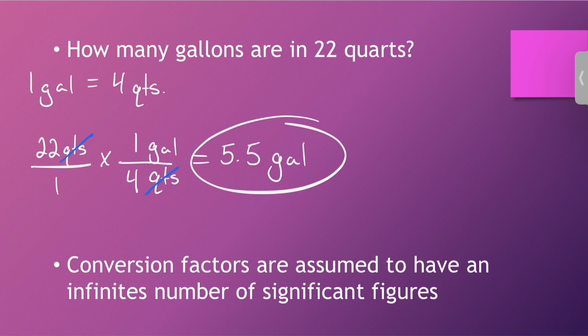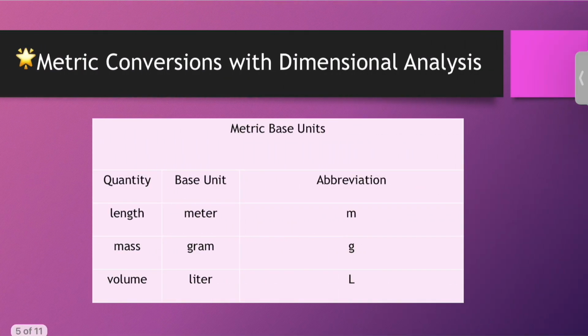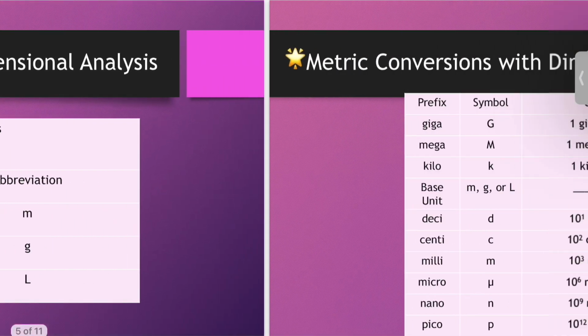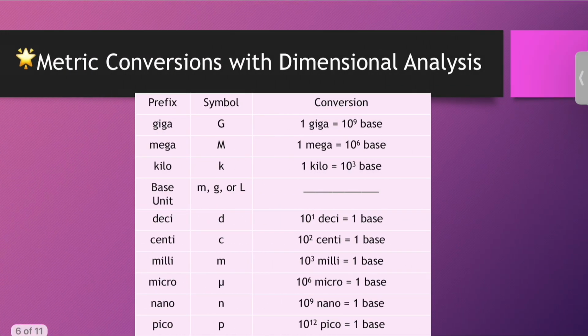Let's apply this to the metric system. Remember, our base units for length, mass, and volume in the metric system are the meter, the gram, and the liter. And then we just apply different prefixes to those to represent different amounts of base 10. So here's kind of a big metric conversion table. Notice that in the center is what we call the base units. So this is meters, grams, or liters. And they're essentially just like a 1, right?